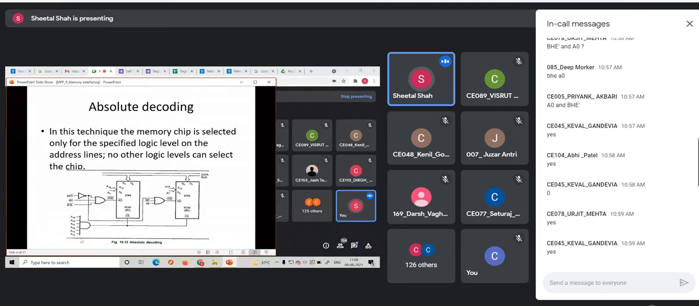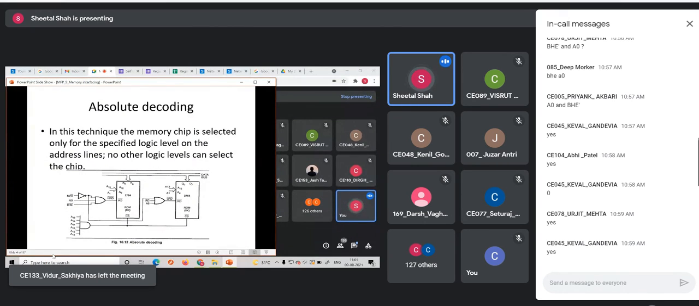I want to select this memory only when A19 is 1 and A18 is 0, whereas all the rest, A17, 16, 15, 14, should all be 1. In that case, we can provide one inverter circuit, one NOT gate, connected in between A18 and the input to this NAND gate. In that case, the address would now be different.